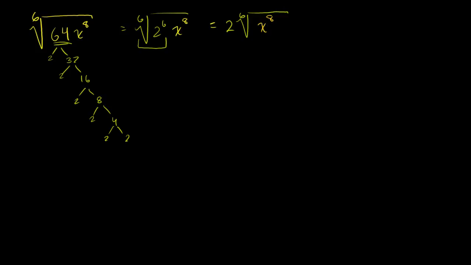Well, x to the 8th power, that's the same thing as x to the 6th power times x squared, right? If you have the same base, you would add the exponents. So this is going to be equal to 2 times the 6th root of x to the 6th times x squared. And the 6th root of x to the 6th, that's just x. So this is going to be equal to 2 times x times the 6th root of x squared.